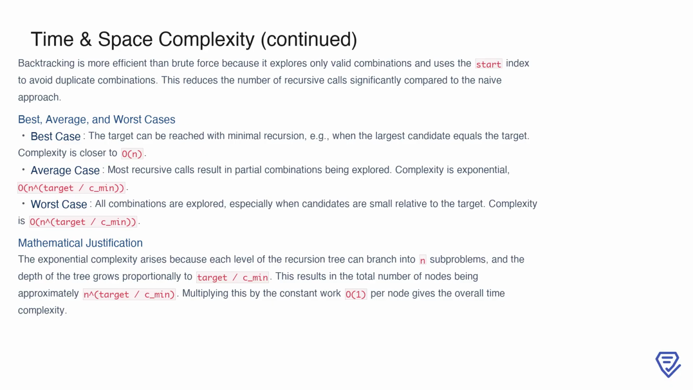This exponential growth arises because each level of the recursion tree can branch into n subproblems, and the depth of the tree grows as target/C_min. Multiplying the total number of nodes, approximately n^(target/C_min), by the constant work per node, O(1), confirms the overall time complexity of the algorithm.